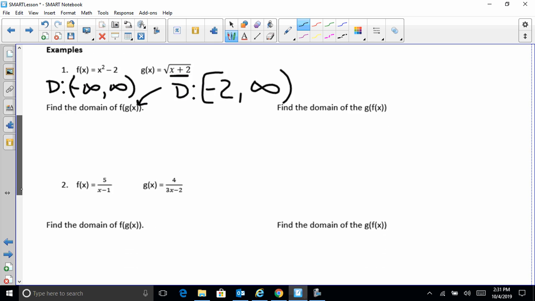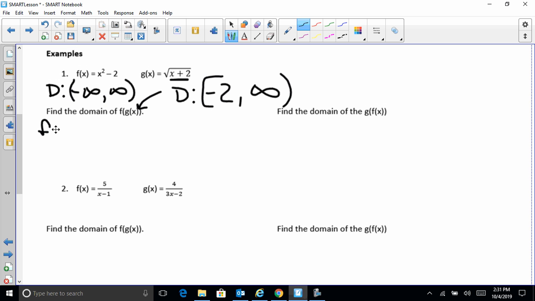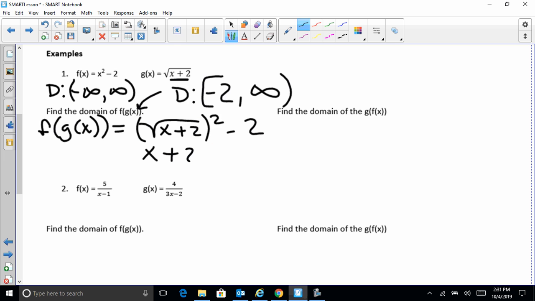So looking at the composition, so then you need to do the composition. So the f of the g of x is when I'm plugging in the g of x, my function f. So square root of x plus 2 squared minus 2. So then that is x plus 2 minus 2, because whenever you square root, that undoes each other. And the 2's cancel. So our composite is x.